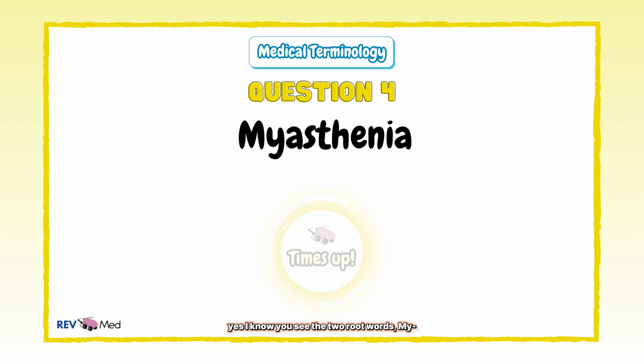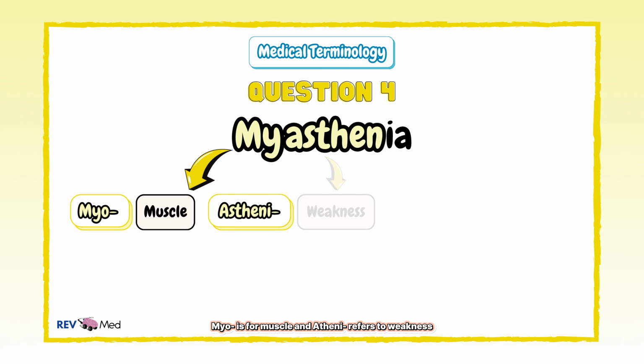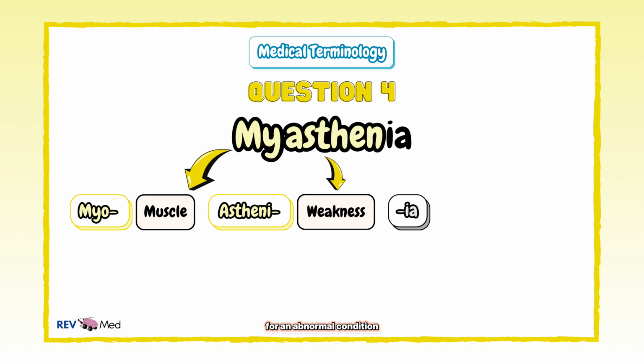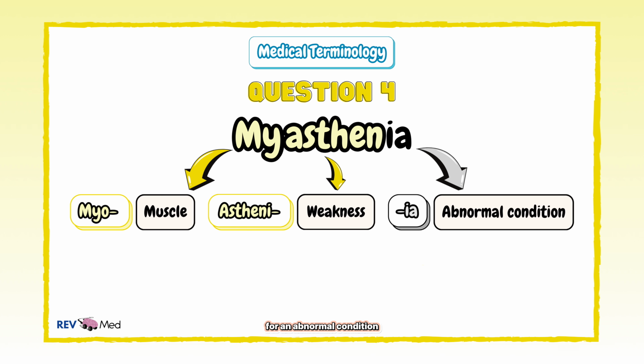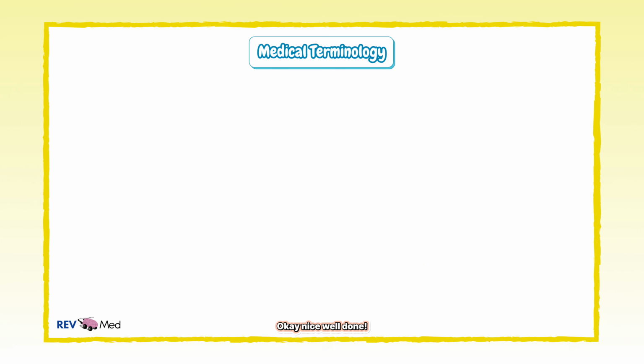Yes, I know you see the 2 root words. Myo is for muscle, and astheni refers to weakness. Finally, we have a little suffix ia at the end for an abnormal condition. Myasthenia is an abnormal condition of muscle weakness. We see this in the example myasthenia gravis, right? Okay, nice. Well done. Moving on to question 5.